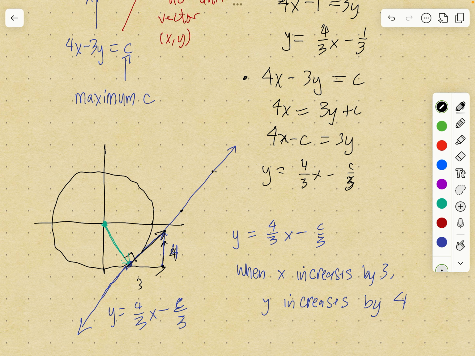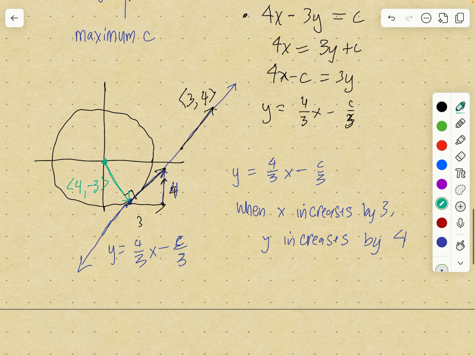Right? I have this vector (3, 4) here. So what vector is perpendicular to (3, 4)? Well, it's (4, -3). Okay? (4, -3) is perpendicular to (3, 4). Well, (4, 3) is parallel to the gradient, right? The gradient was actually (4, -3).